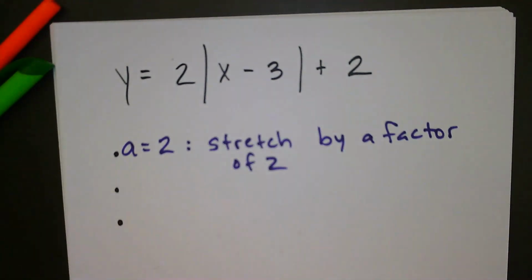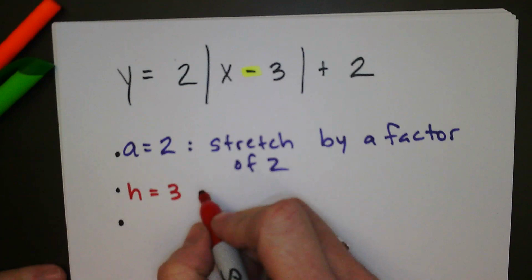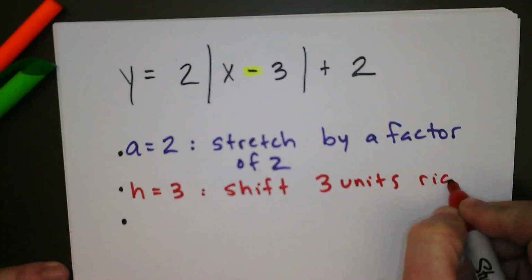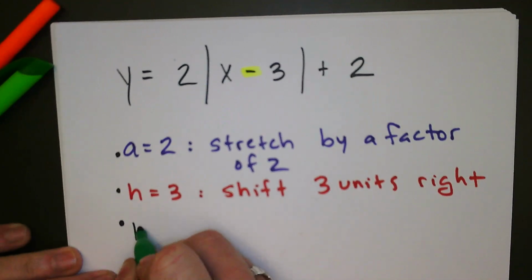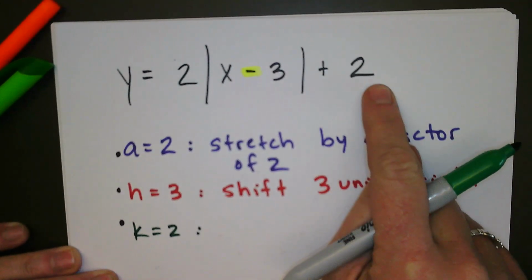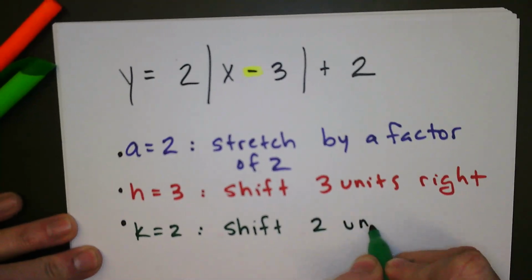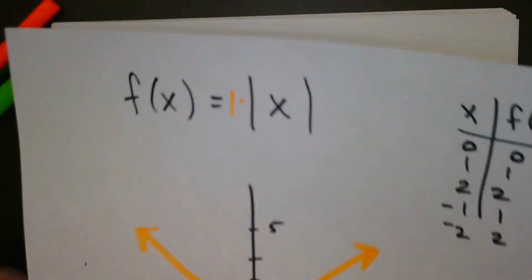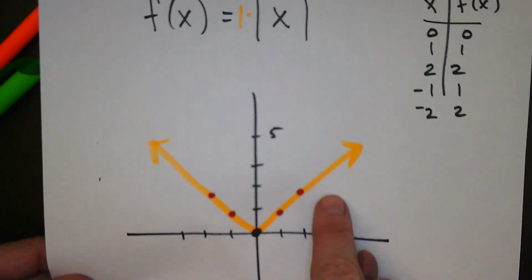Now the next thing we see here is my H value. My H value is actually 3. Remember, minus is supposed to be part of this format. So this is actually a positive H value of 3. So this is going to shift 3 units right. And then I have a K value here, and my K value is 2. So this is going to pick up that parent function, that V function, and shift it 2 units up. So this whole thing is going to get narrower and skinnier, and then we are going to shift it 3 units right and 2 units up.